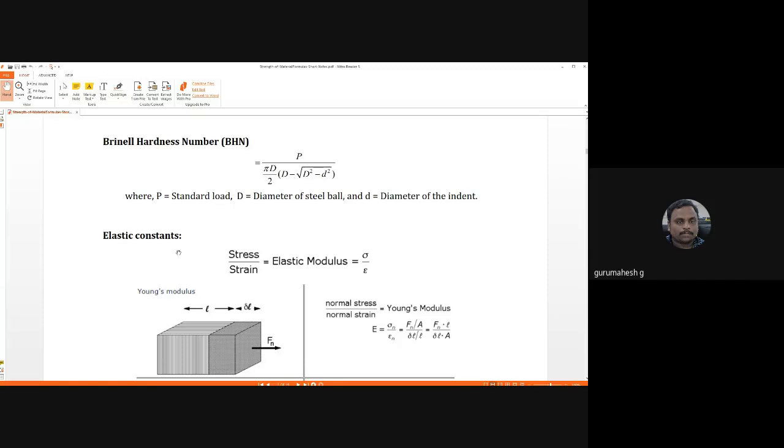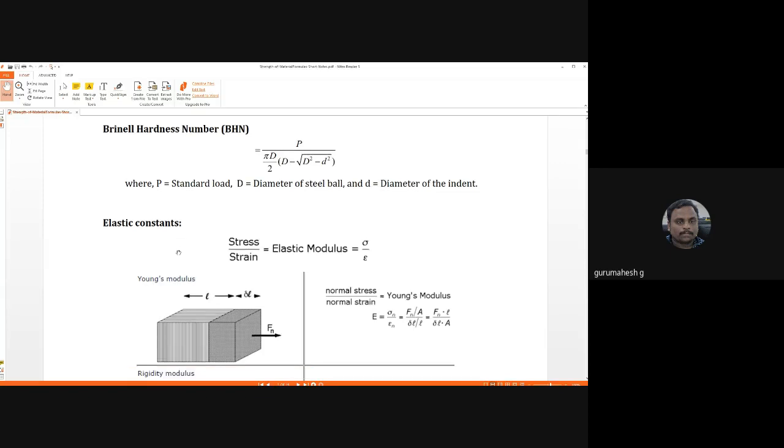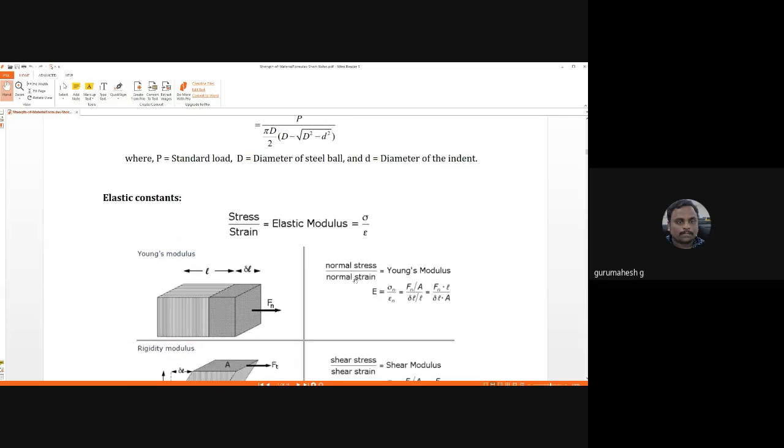Young's modulus is denoted with the capital letter E. It is calculated from Hooke's law, stress by strain. Hooke was a scientist and mathematician. He performed a number of experiments on different materials, and he finally concluded that within the elastic limit, stress is directly proportional to strain. The proportionality constant is taken as capital E, the Young's modulus. So the formula is normal stress by strain is equal to Young's modulus, E.